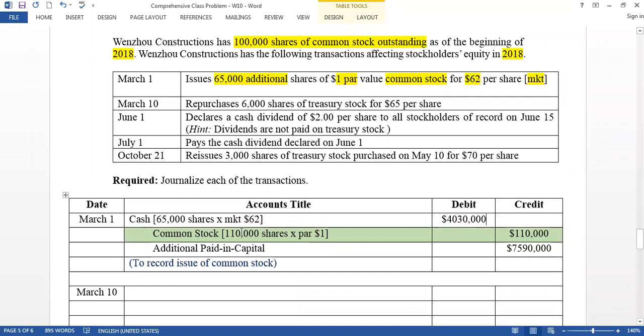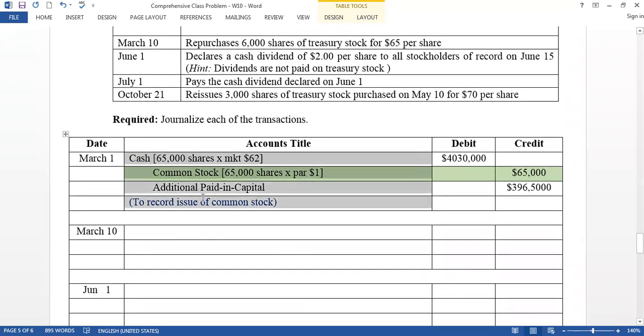But what is the value of common stock? Par value is $1. So par value is $65,000, and the difference is the additional paid in capital. The difference is the gain. It is additional paid in capital, $396,500. To record the issue of common stock is the narration.